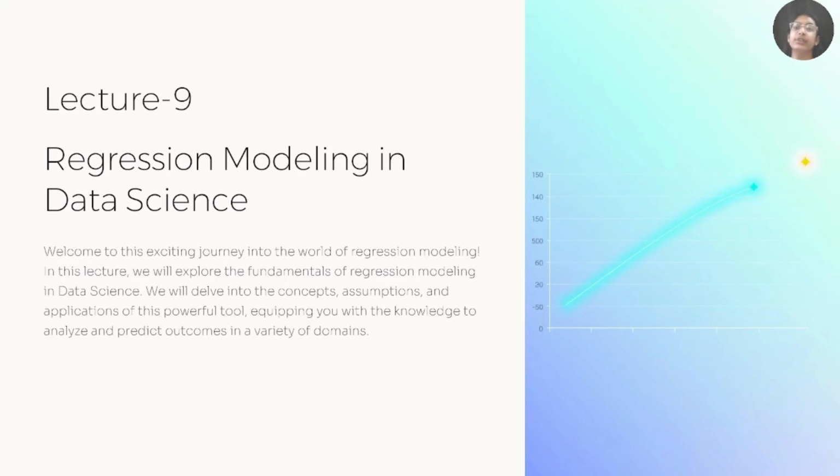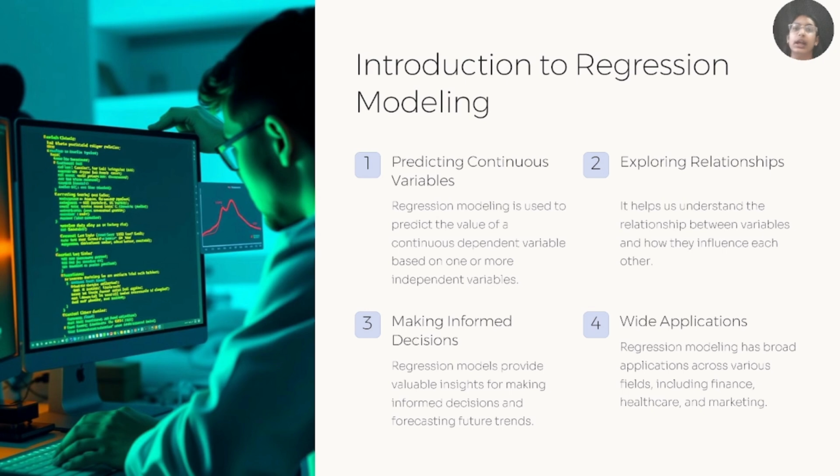In this lecture, we are going to cover regression modeling. So far in this series, we have covered classification task and clustering task. Now, two tasks remain, which are association task and estimation task. In this lecture, we are going to cover association task. So let's get started. Introduction to regression modeling.